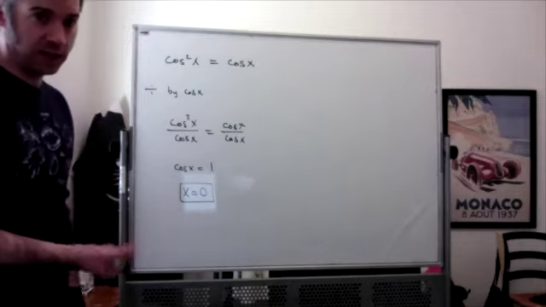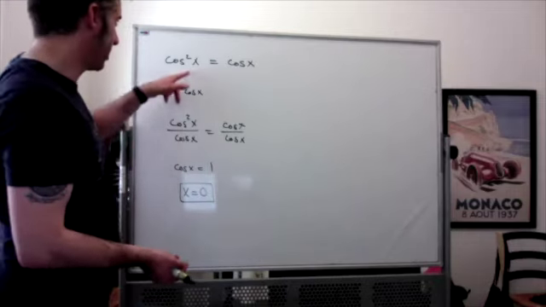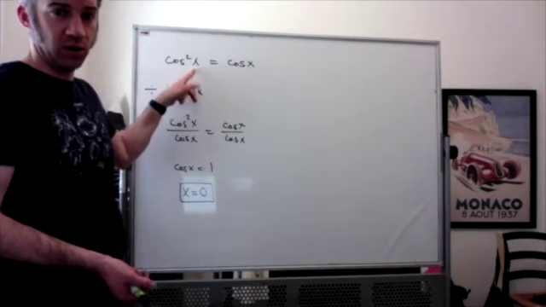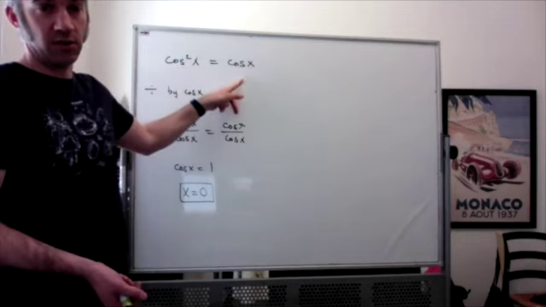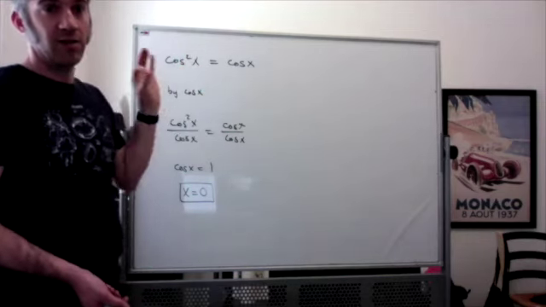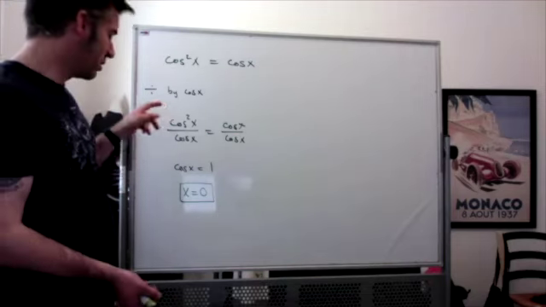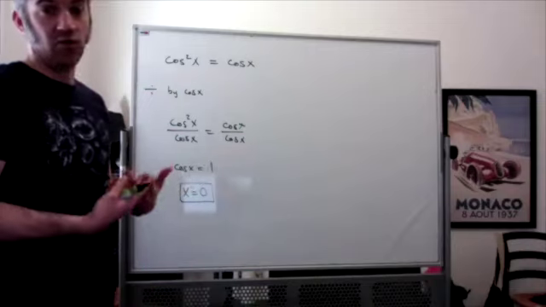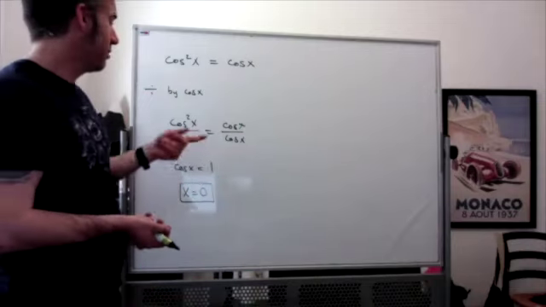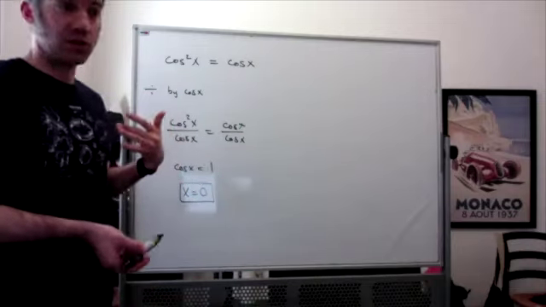Which is true, right? Cosine of 0 is 1. If you plug it in here, cosine of 0 is 1. 1 squared is 1. Cosine of 0 is 1. 1 equals 1. The problem is we missed some solutions. So you don't want to divide both sides by a trig function because you're going to lose solutions.